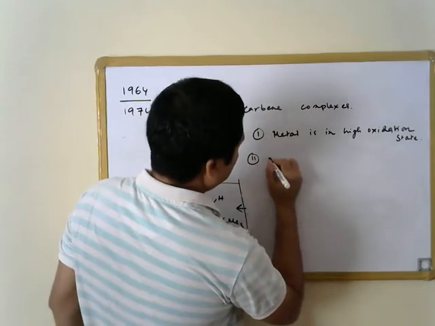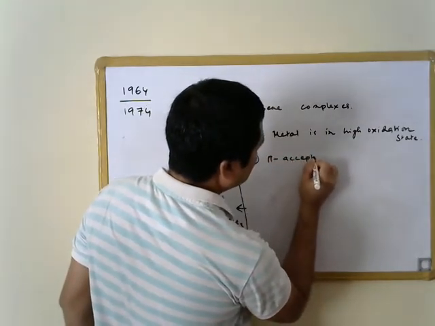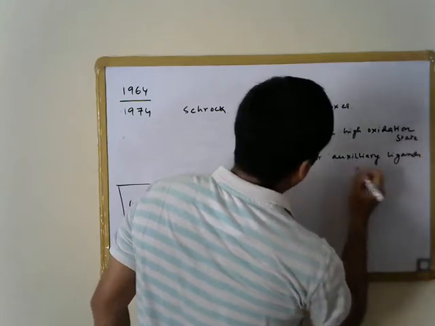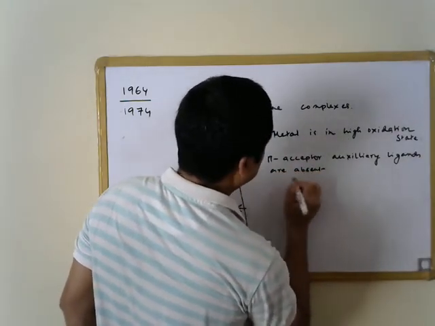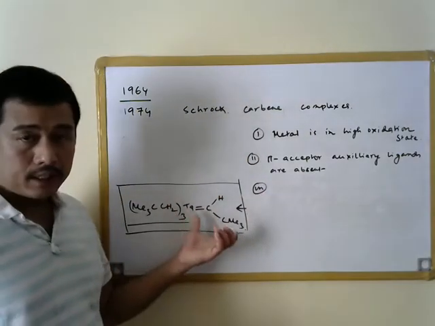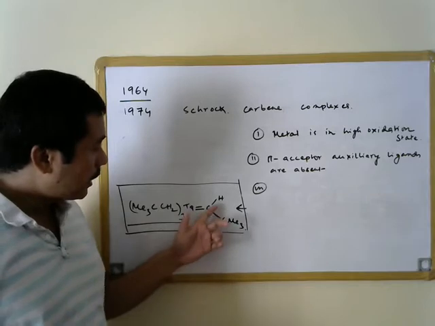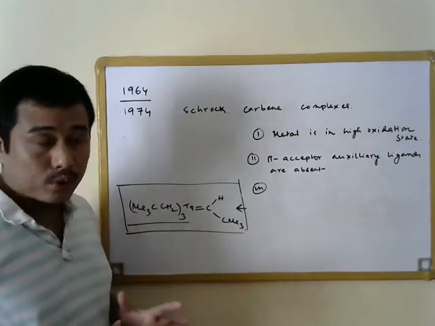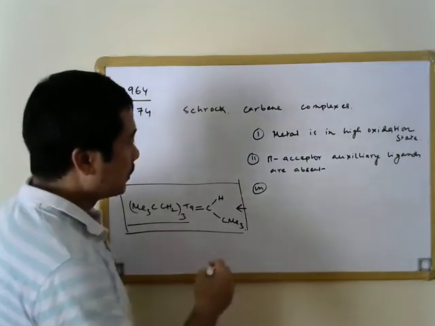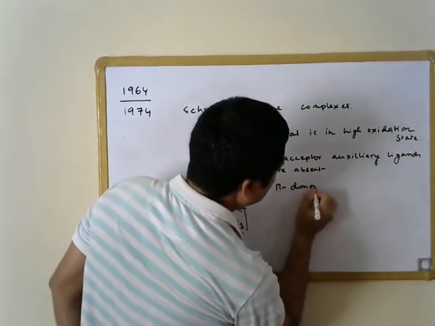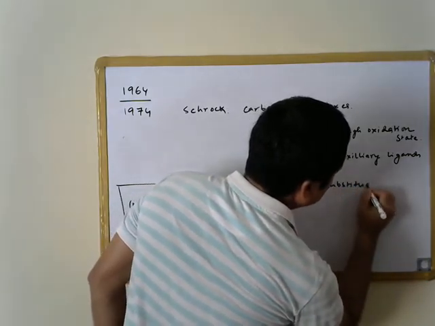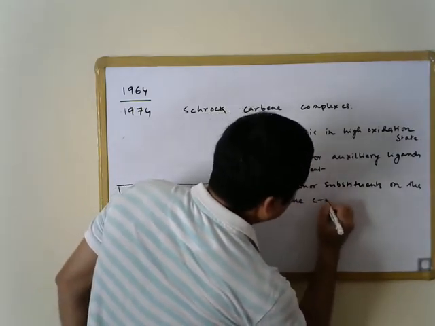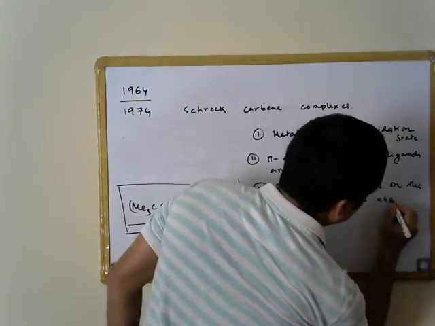So pi acceptor auxiliary ligands are absent. We also see that unlike the Fischer carbene complexes, there are no heteroatom substituents on the carbene carbon atom in case of the Schrock carbene complexes, or no pi donor substituents are attached to the carbene carbon atom. So pi donor substituents on the carbene carbon atom are absent.